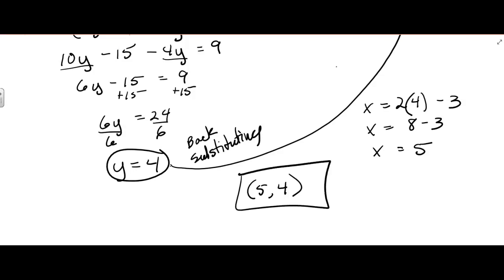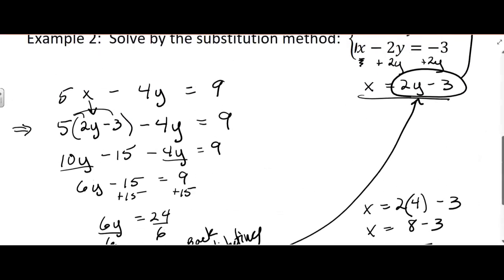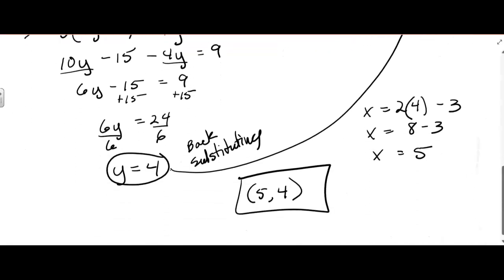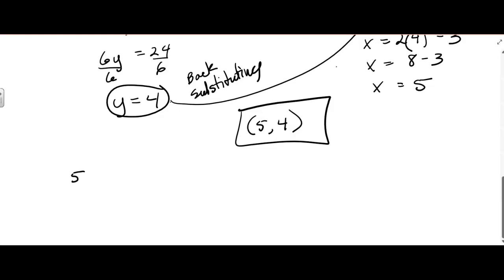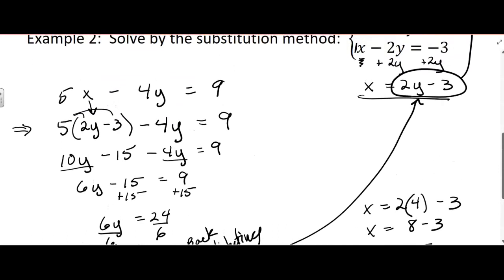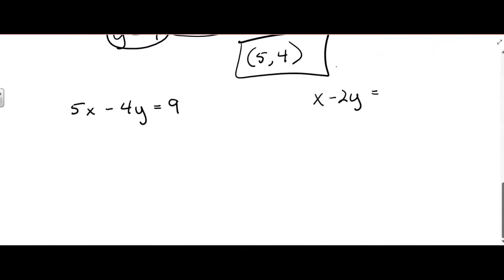But I told you I would check it, so I need my system. 5x minus 4y equals 9. I'll just write it down here. 5x minus 4y equals 9. And the other equation said x minus 2y equals negative 3? Yeah, okay. Sorry, equals negative 3. All right, so I'm just checking now. This is the check. I'm plugging in and seeing if it really works.